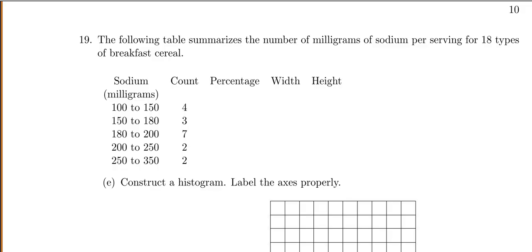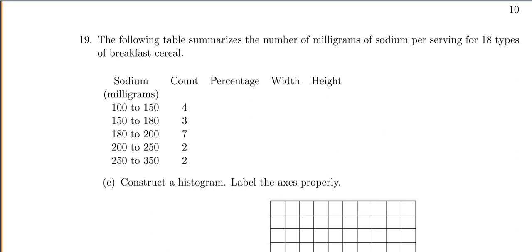In this problem, we're given some information about the number of milligrams of sodium per serving, and we're supposed to make a histogram. The thing that seems to be throwing a few students off is that it gave us the count of the number of different cereals that had each amount of sodium, but it didn't give us the percentage. So we know how to find the height if we have a percentage, but we're not remembering how to find the actual percentage.